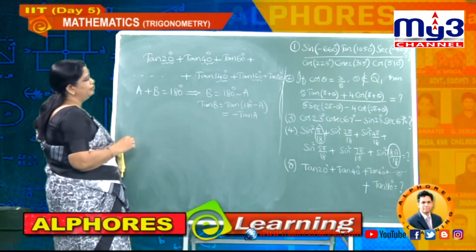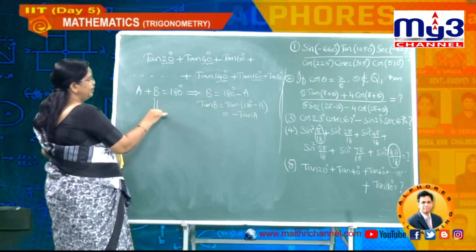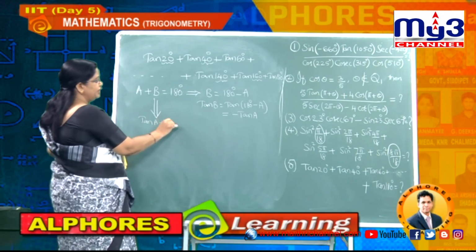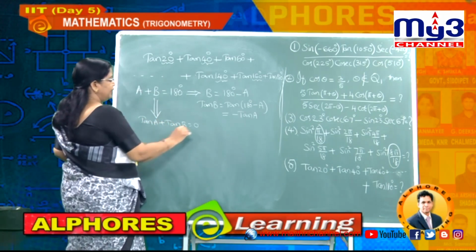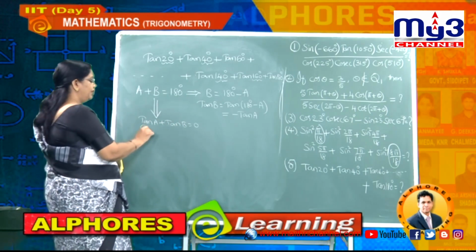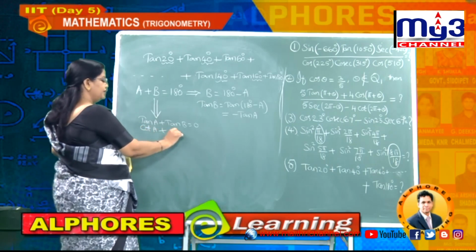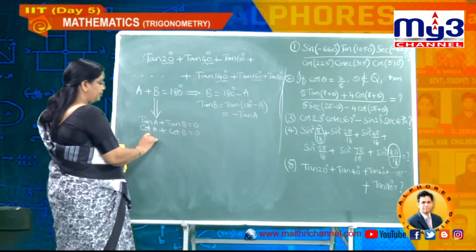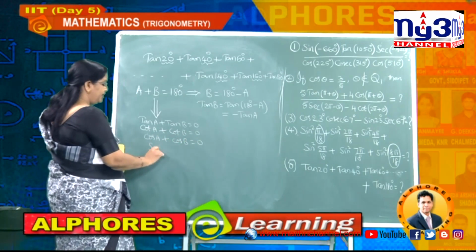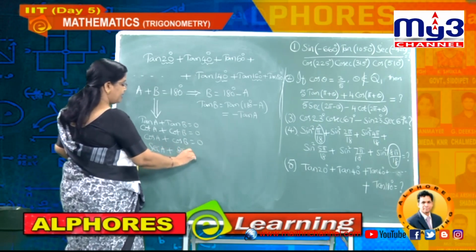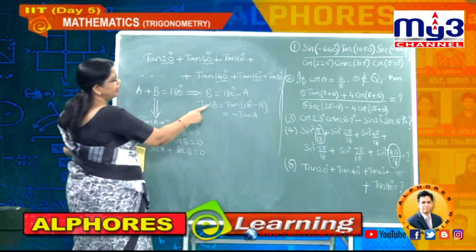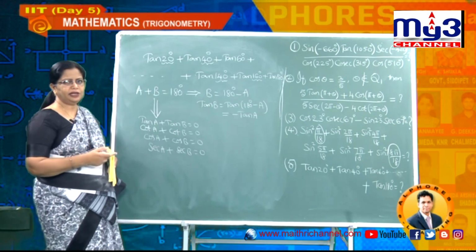So let us take the combination. From this one, finally, what is our deduction? tan a plus tan b equals how much? 0. In the same way, what about the other terms belonging to the second quadrant? cot a plus cot b is also 0. At the same time, cos a plus cos b is also 0, and sec a plus sec b is also 0. But you can't say the same for sine as well as cosec, because at that time you will get the same value. So there we cannot use it.